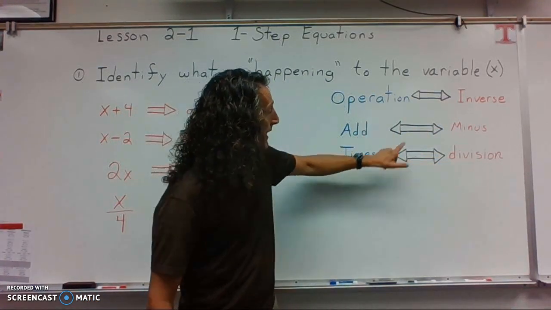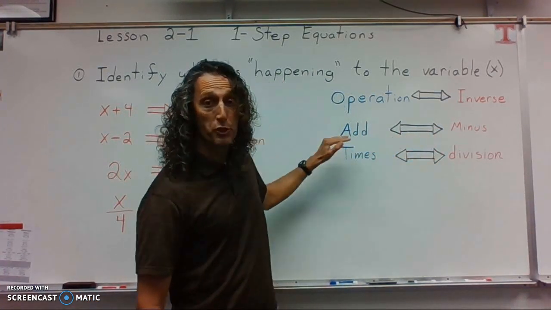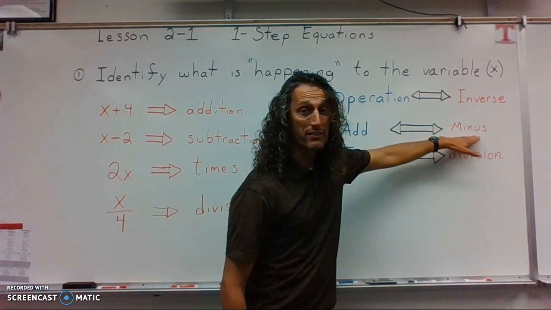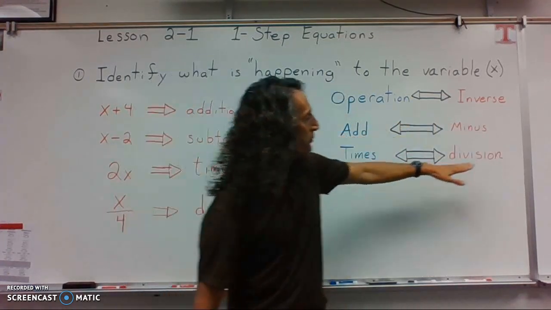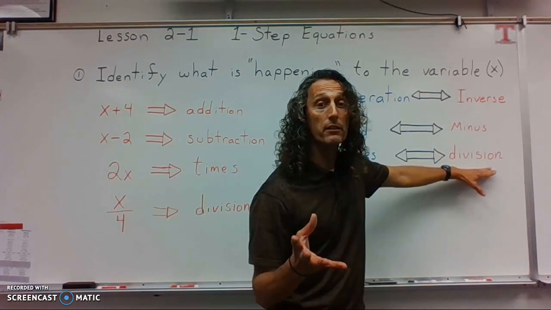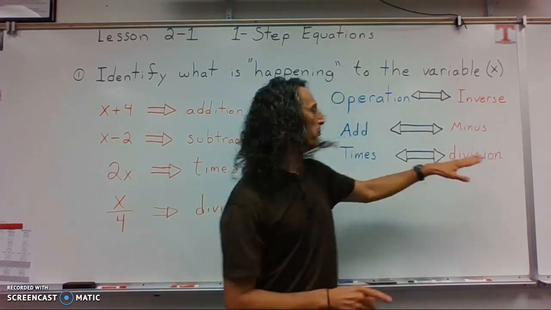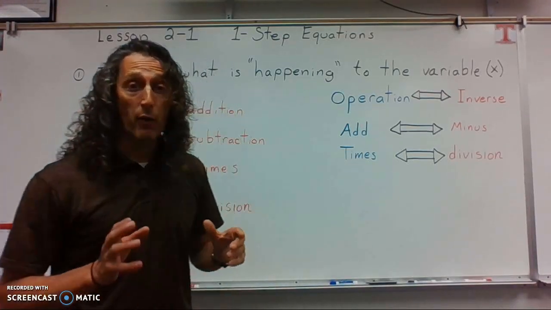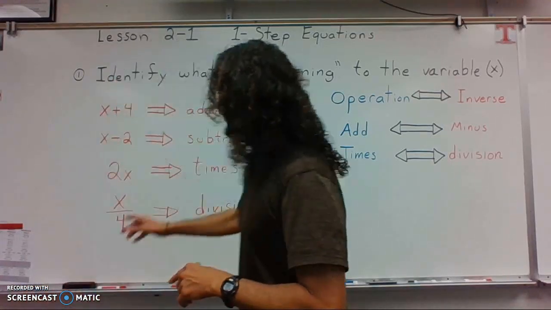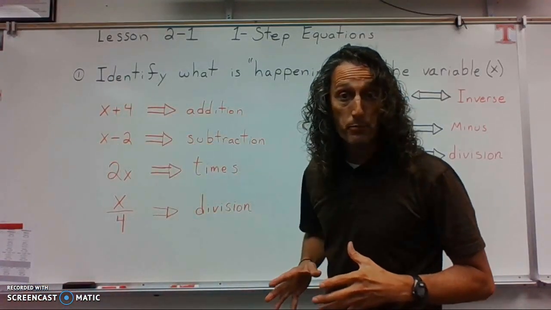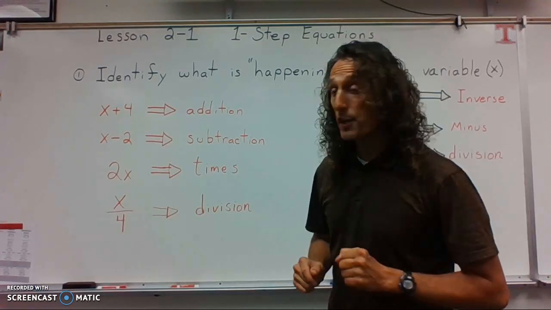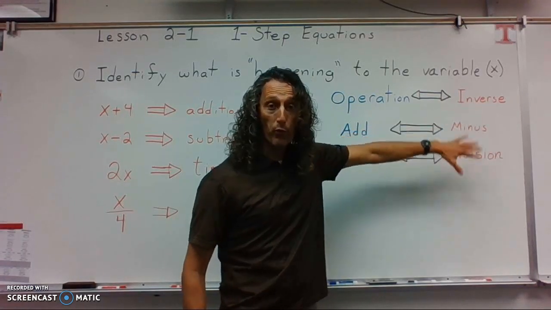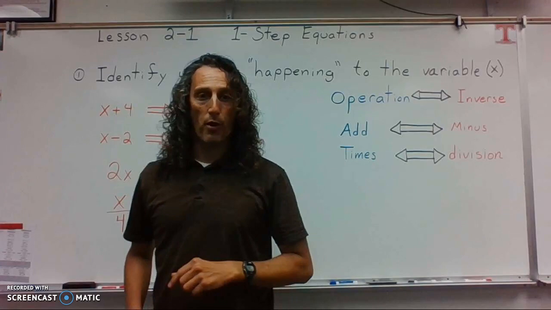Now, if you take a look, my arrow is going in both directions. This is like a two-way street, right? So if you have minus, guess what the opposite of minus is? Addition. If you start with division, guess what the opposite is? That's right. I knew you guys were math wizards. It's multiplication or times, all right? So you have to identify what's going on with the variable, right? The variable, of course, is our letter of the alphabet. Once you identify what's going on, then we can use the inverses, the opposite operations, to start solving the problem.